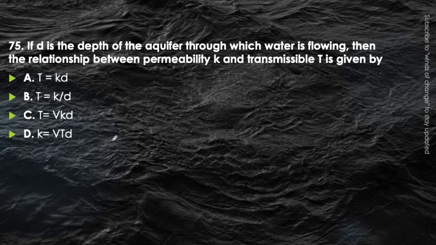This is a very easy question. D is the depth of the aquifer and K is the permeability. Then T, that is transmissibility, will be given by T equal to KD. Option A will be the correct answer. T equal to KD, it is a very easy question.